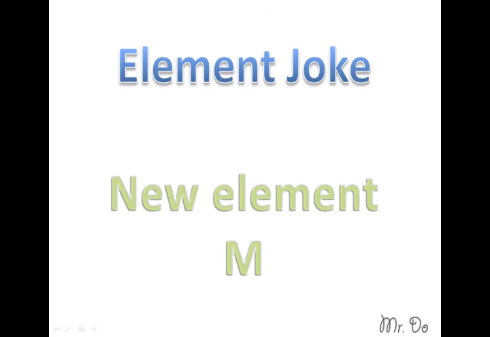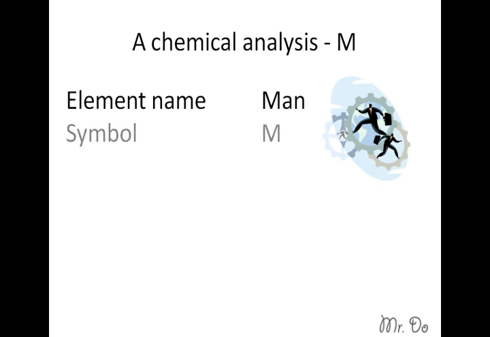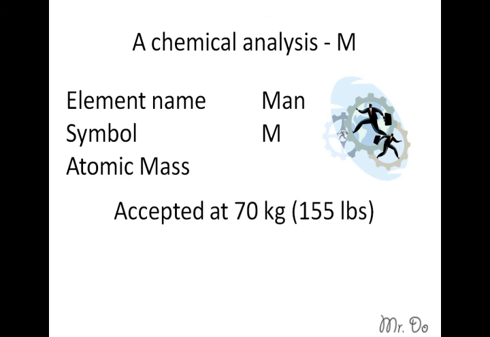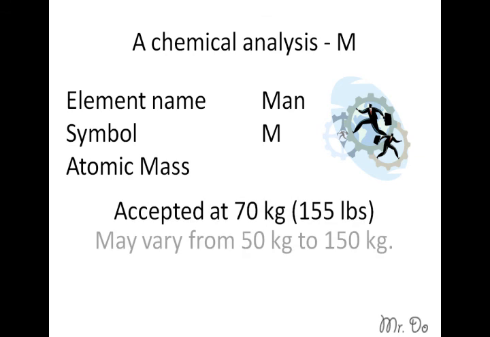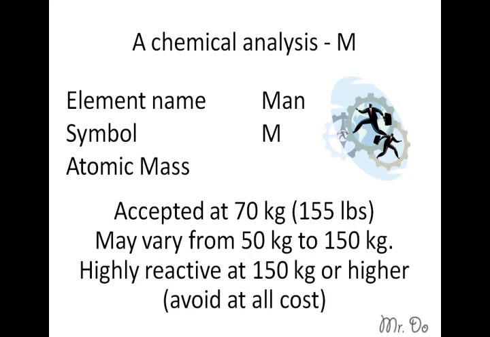So they discover a new element called element M. And here's a chemical analysis of element M. The element name is Men, symbol M, atomic mass accepted at 70 kg. But it may vary from 50 kg to 150 kg. However, highly reactive at 150 kg or higher, so avoid at all costs.